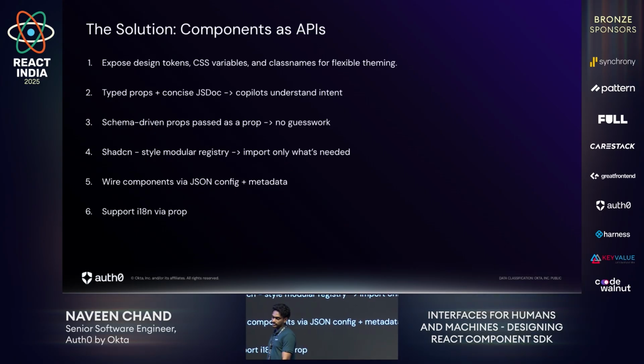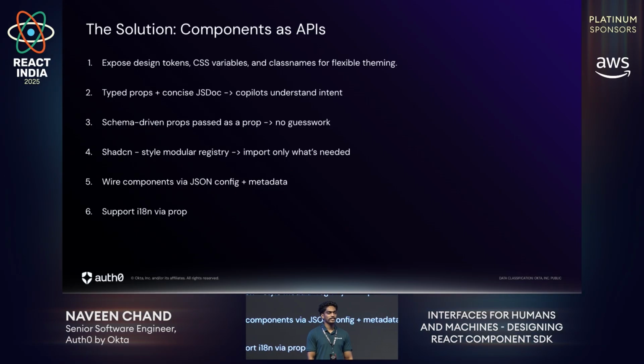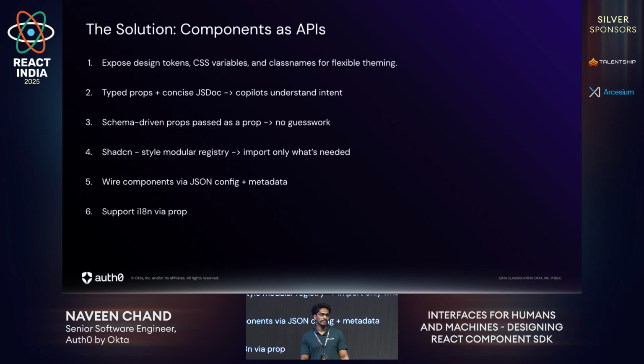Next one, the bundle size. How do we solve it? Suppose if anyone here has used the shadcn styled approach, right? Suppose we have 10 components from that design library, but we don't use those 10, we just want one. How do we solve that?